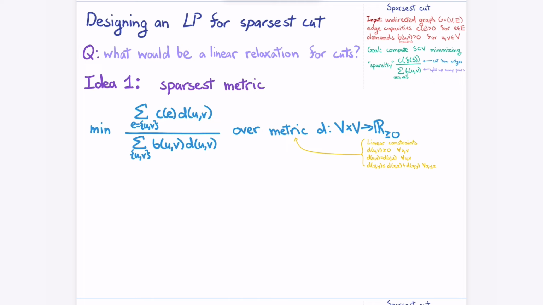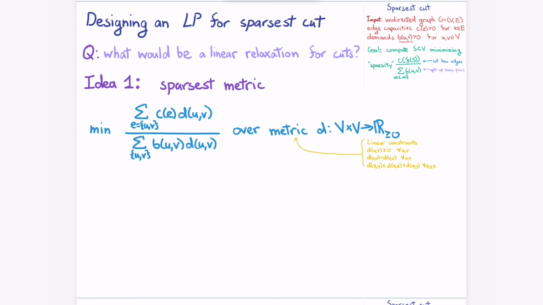So the numerator is the edges being stretched out, weighted by their capacity or their cost. And the bottom is the pairs being spread out. You want to spread out the pairs, but you want to keep the edges short. Those are the demands. In the uniform case, that's all ones, but I'm presenting it slightly more generally. Maybe I should have done all ones. It's too late now.